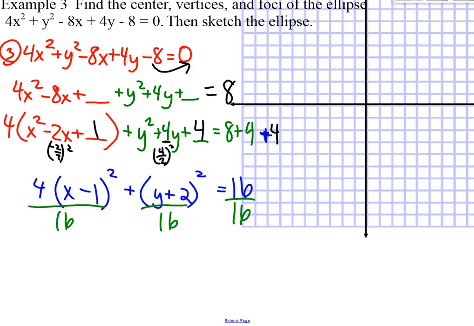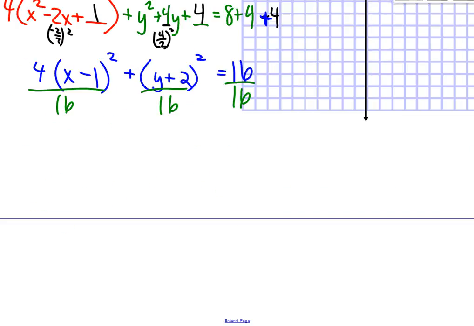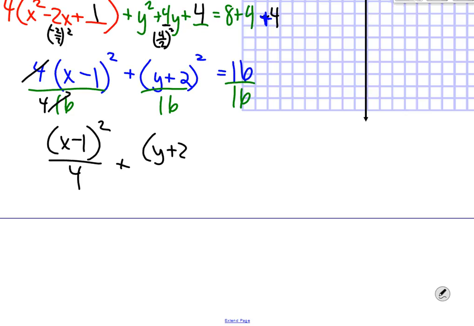And let me slide this up a little ways. So then for this one, I get x minus 1 in parentheses squared over, well, the 4 and 16 cancel to be a 4 there, plus, and then y plus 2 in parentheses squared over 16, that just stays, equals 1.